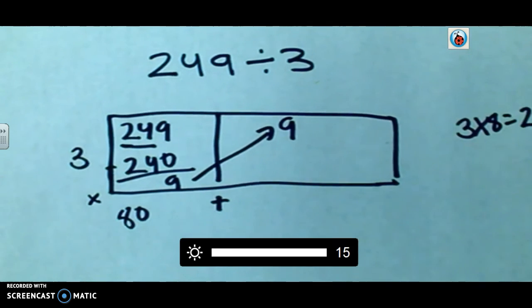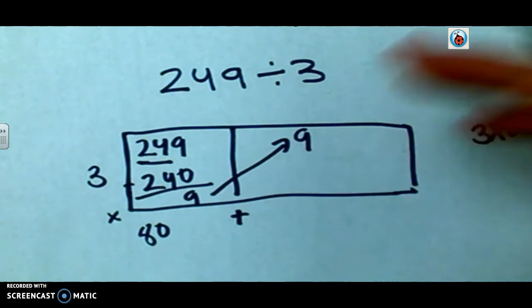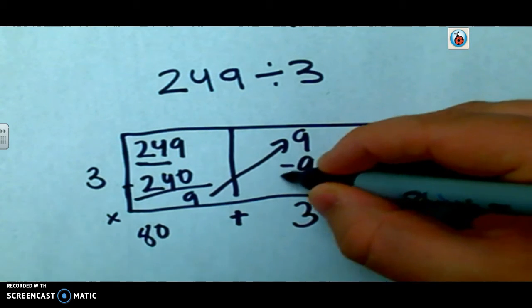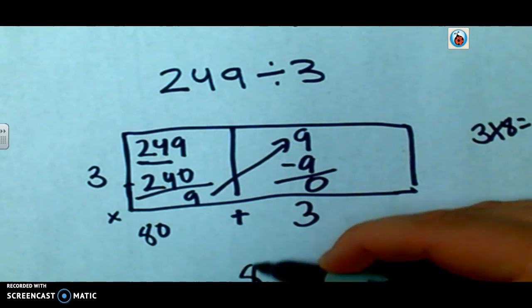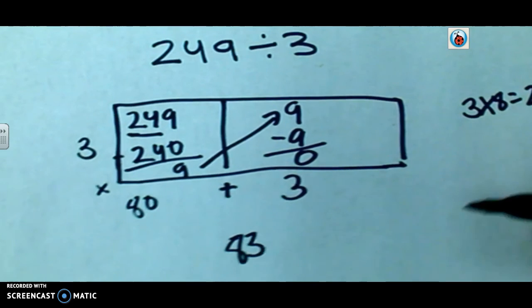I have to use my fact family again. How many times can 3 go into 9? I know that 3 times 3 is 9. I'll have no remainder. I add the 2 numbers, and that is 83. So the quotient of this problem is 83.